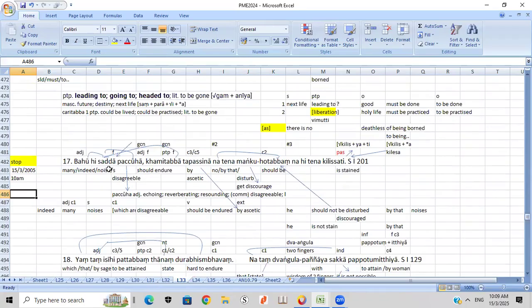Okay, today is Bahu Hi Sadda Pachu. When you put a comma, technically there's no comma, but here it is just to tell you this is a sentence. Then followed by kami tapa, tapasina nati mangku. This dash means this is a compound. Hota tapang anahi te ne kilis sati.